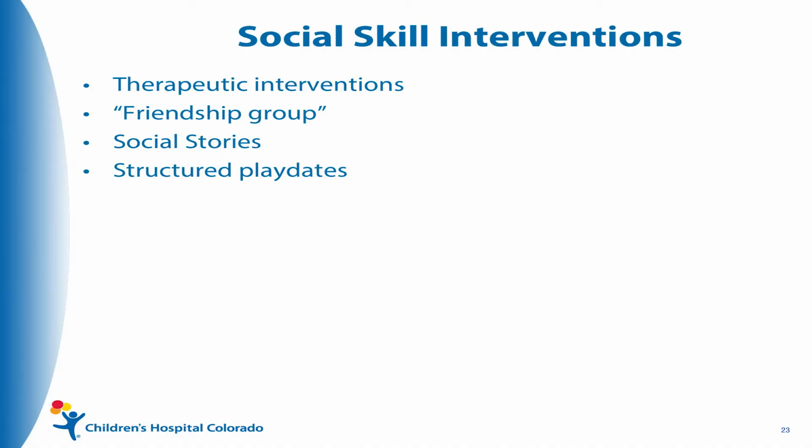So one would be therapeutic interventions like a friendship group at school, where a school counselor or mental health provider is able to really bring in a group of kiddos, some with social skills difficulties and some children who don't have those weaknesses, and really help them learn how to build good relationships.